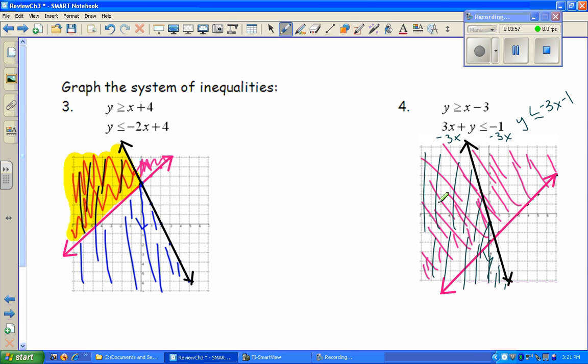And then for my shading, I need where they're overlapping. So here is the overlapping, and again, make that part really darkly shaded for that answer for number 4. And that's how you graph those.